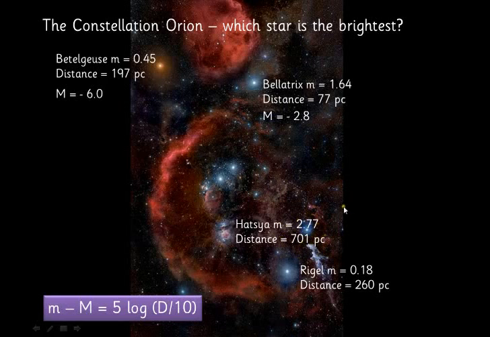Hatsia, you'll notice, is a long way away, so in fact, what we find is that Hatsia is actually a brighter star in terms of its absolute magnitude even than Betelgeuse. But it does still turn out that Rigel is the brightest of all these stars. It's got an absolute magnitude of -6.9.